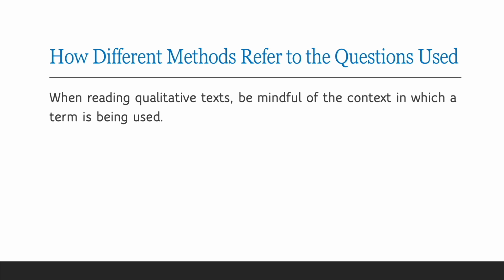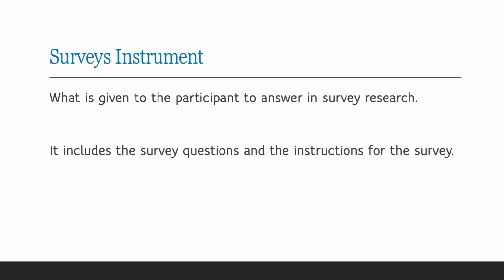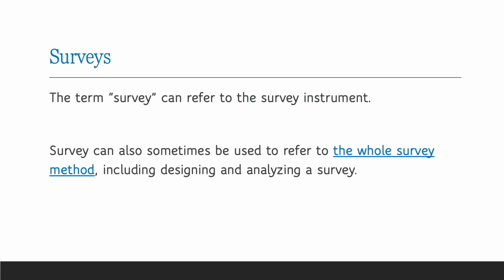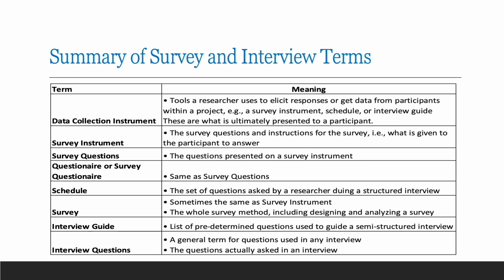While the questions are a key part of a survey, they do not make up the whole survey instrument. The survey instrument refers to what is given to the respondent to answer. It includes both the survey questions and any instructions. The term survey can refer to the survey instrument. Survey can also sometimes refer to the whole survey method, including designing and analyzing the survey. Here's a summary of the terms defined so far.